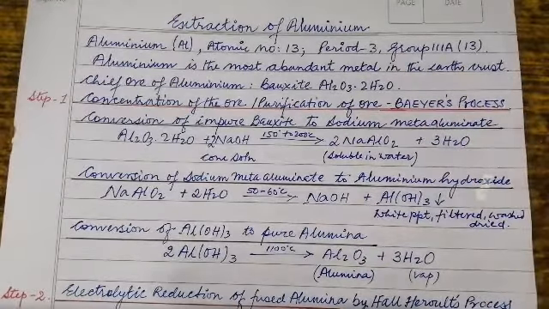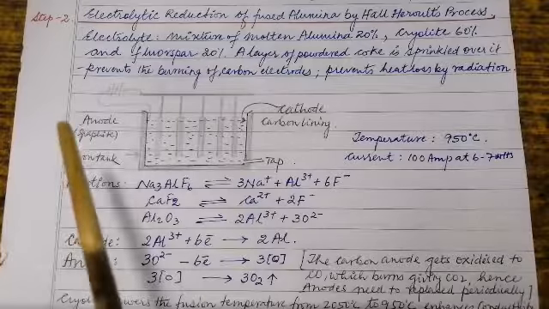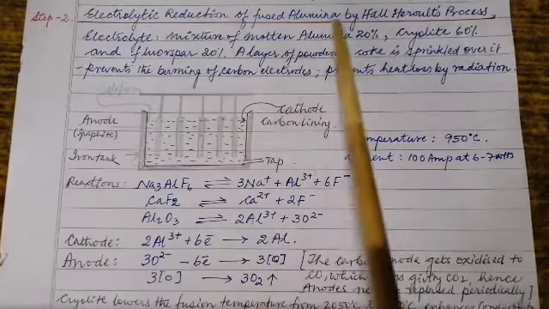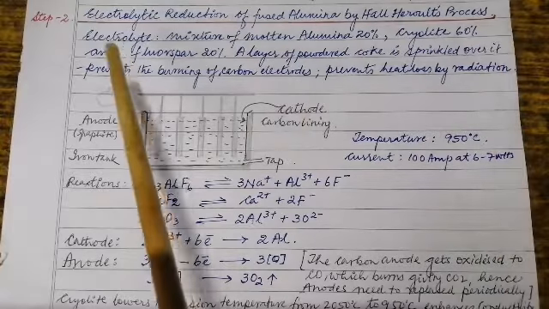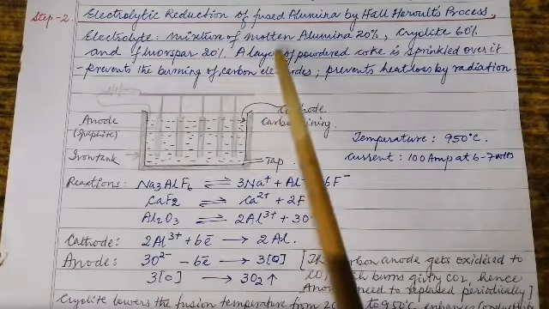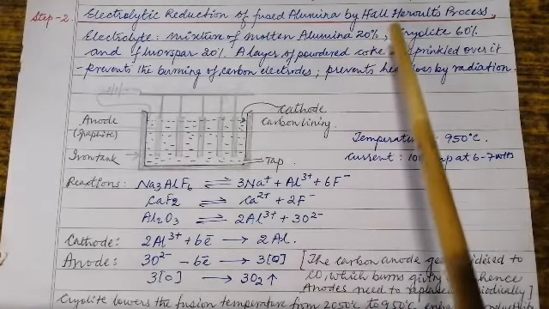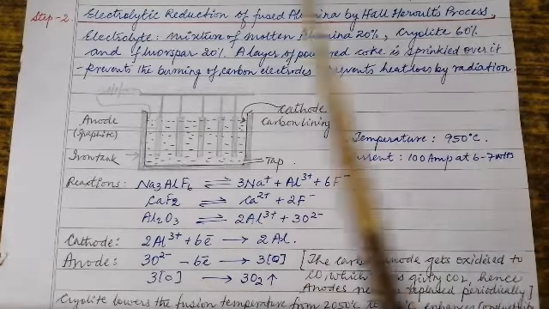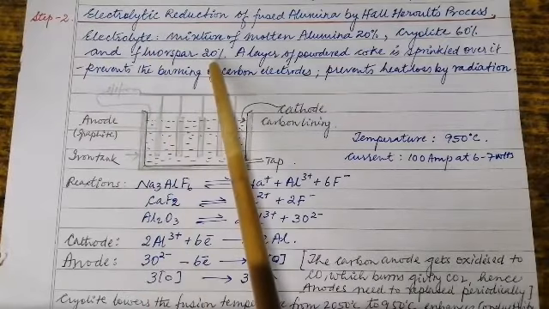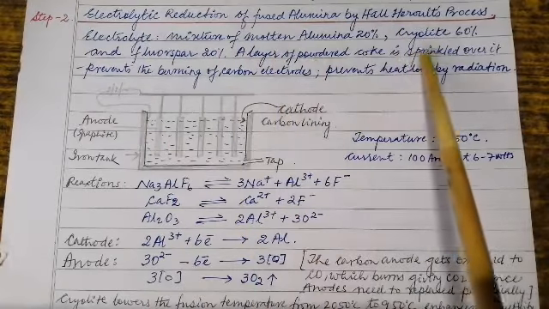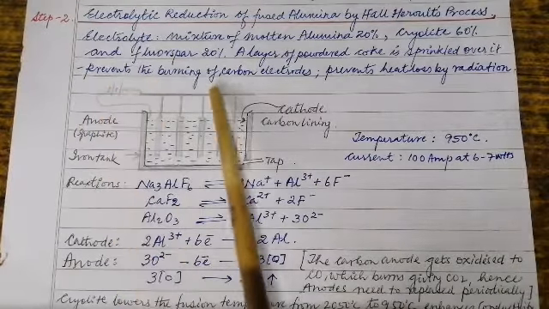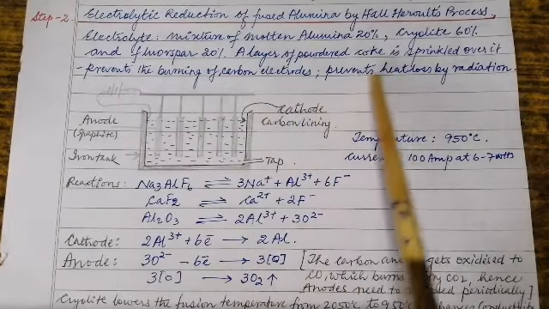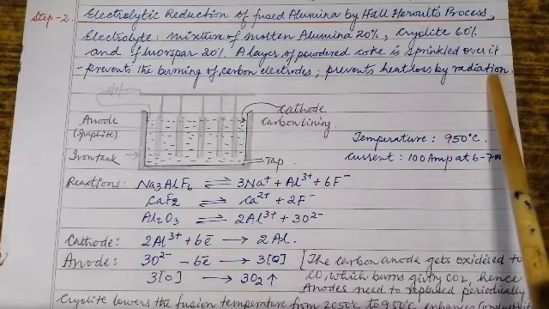Now we move on to electrolytic reduction of fused alumina by Hall-Héroult's process. Step 2 is electrolytic reduction of fused alumina by Hall-Héroult's process. The electrolyte is a mixture of molten alumina 20%, cryolite 60%, and fluorspar 20%. A thin layer of powdered coke is sprinkled over the surface of the electrolyte. Why? Because it prevents the burning of carbon electrodes. It prevents heat loss by radiation.